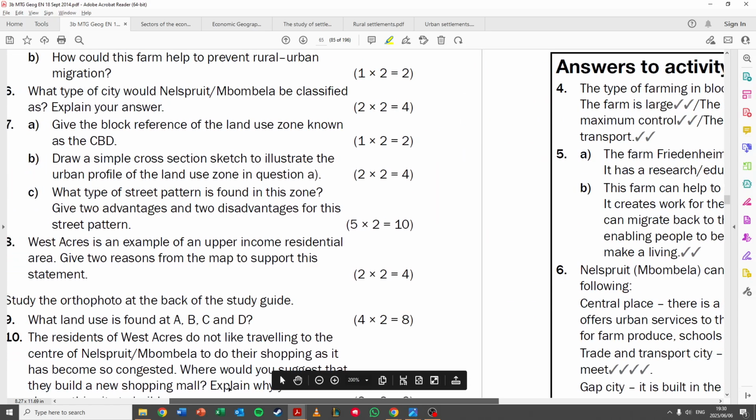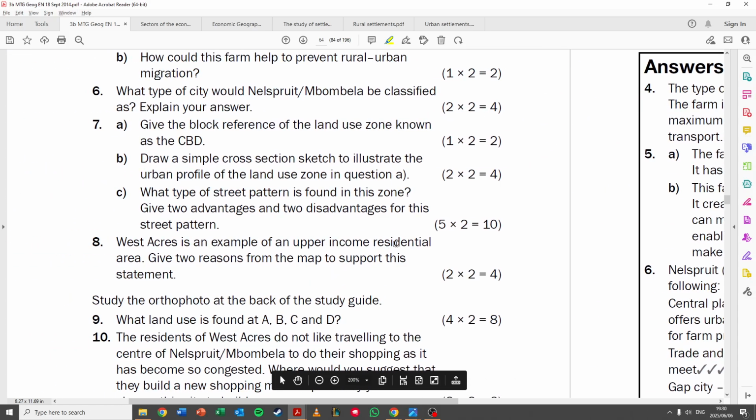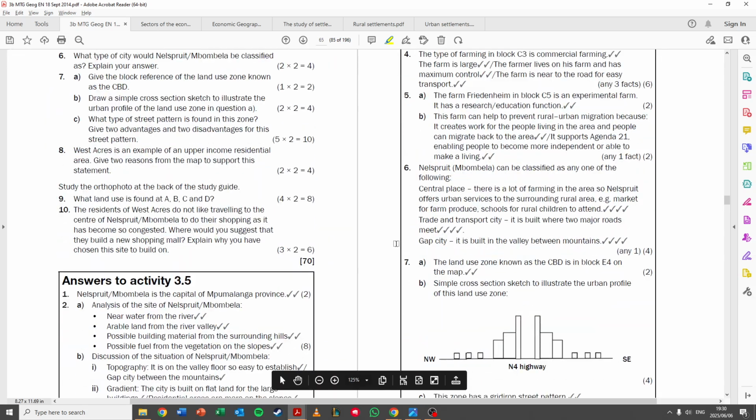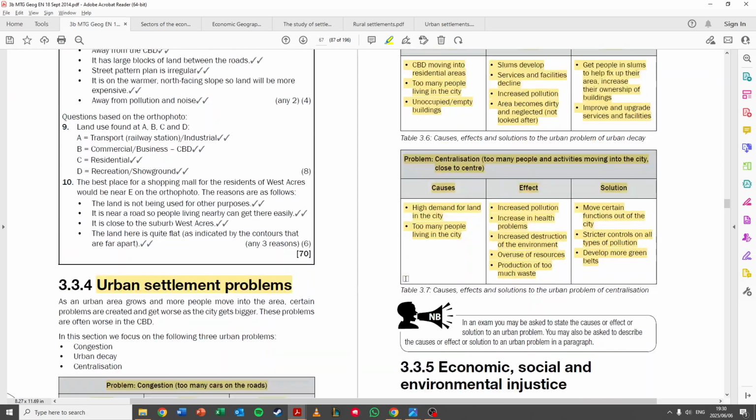Okay, then just quickly zoom out a little bit so you can see what's going on. Okay, here we go.